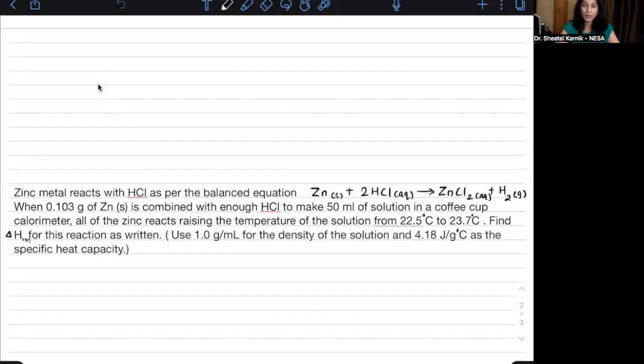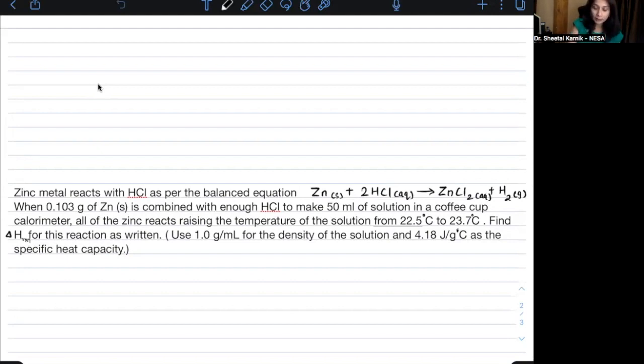We are going to be working on a question in thermochemistry. This question is about heat transfer in a coffee cup calorimeter. So let's look at the question. When it comes to a coffee cup calorimeter, it is important for us to understand who is the system and who is the surrounding. So in a coffee cup calorimeter, two things are happening.